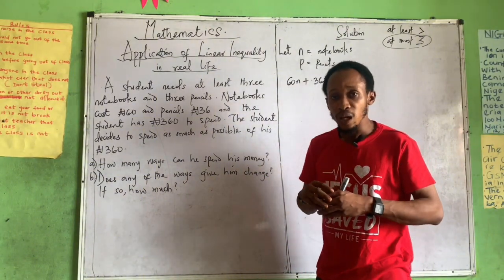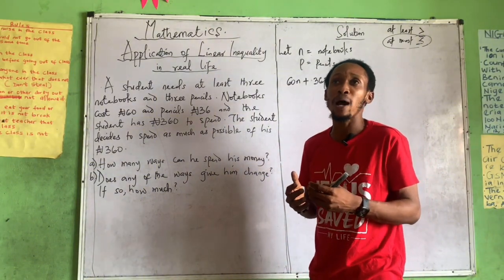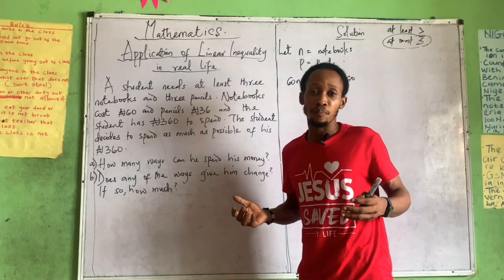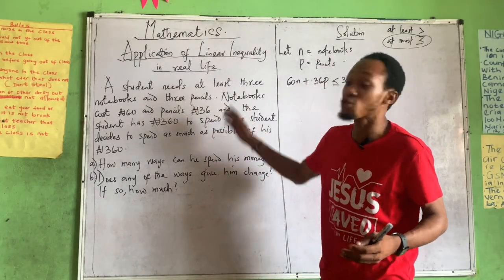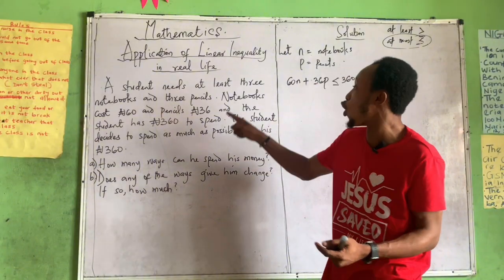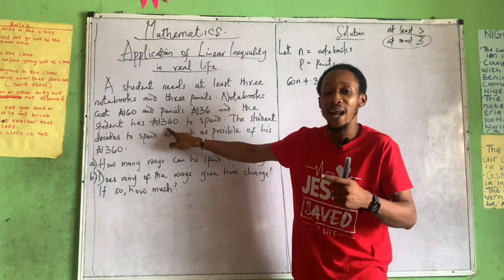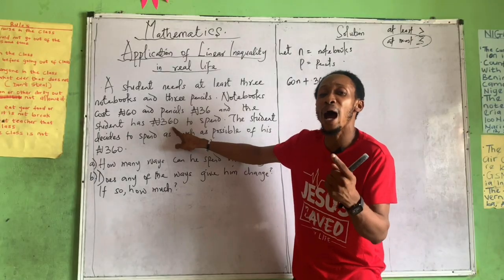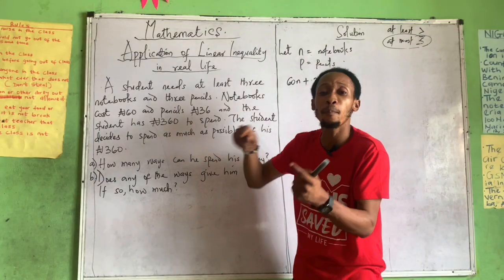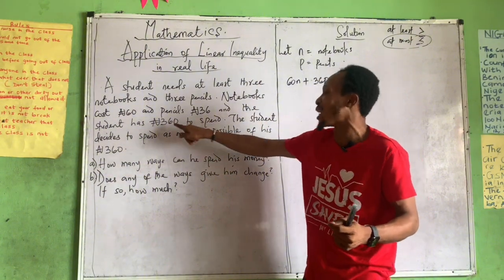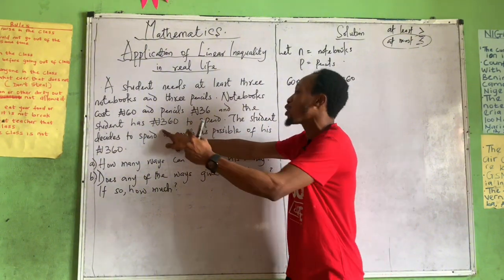So he can decide to buy, okay, I want to buy 5 pencils and 6 notebooks. It's still welcome, but it depends on the amount. The amount he has is 360. Now, any amount of pencils and notebooks he is buying should not be more than this 360, because he does not have more than 360 to spend.